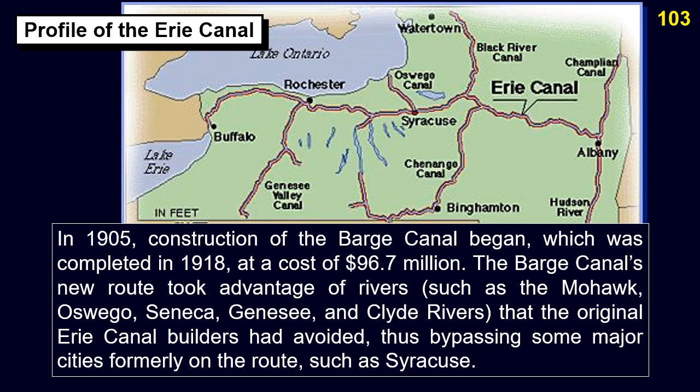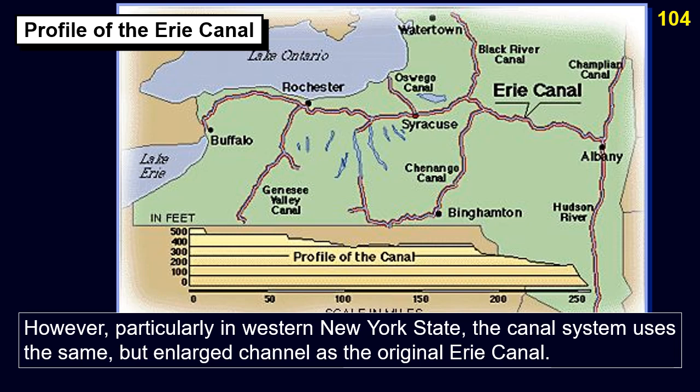At a cost of $96.7 million, the Barge Canal's new route took advantage of rivers such as the Mohawk, Oswego, Seneca, Genesee, and Clyde rivers that the original Erie Canal builders had avoided, thus bypassing some major cities formerly on the route, such as Syracuse, particularly in western New York State. The canal system uses the same but enlarged channel as the original Erie Canal.